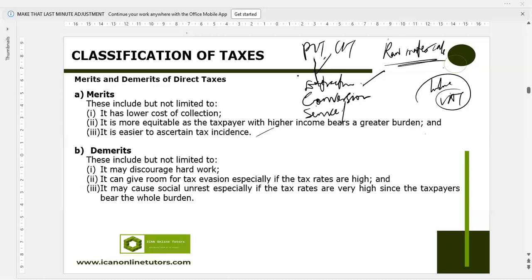Then it may cause unrest, especially if the tax rates are very high, since the taxpayers bear the whole burden. Because you know what you are paying, and you say this thing I'm paying is too much. So you earn, let's say, 1,000 naira, and you have to pay 30% of it. So you are paying 300 naira to someone that does not even contribute to the sweat of the money. The person did not contribute to the work in progress of the money. The person does not participate in the cost of sales of the money.